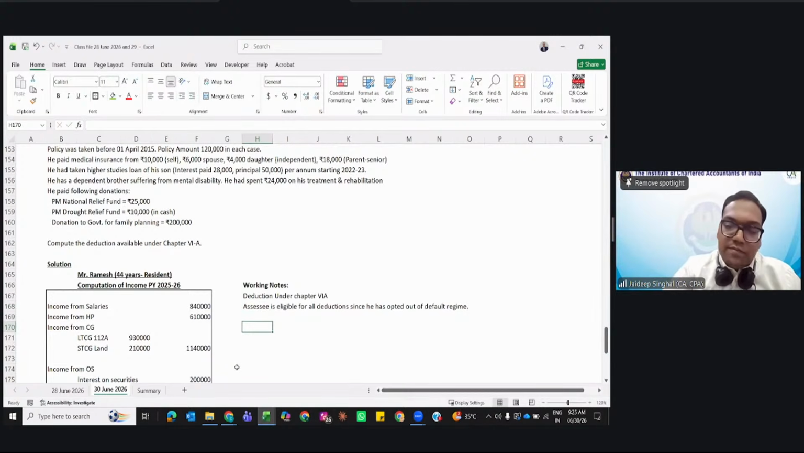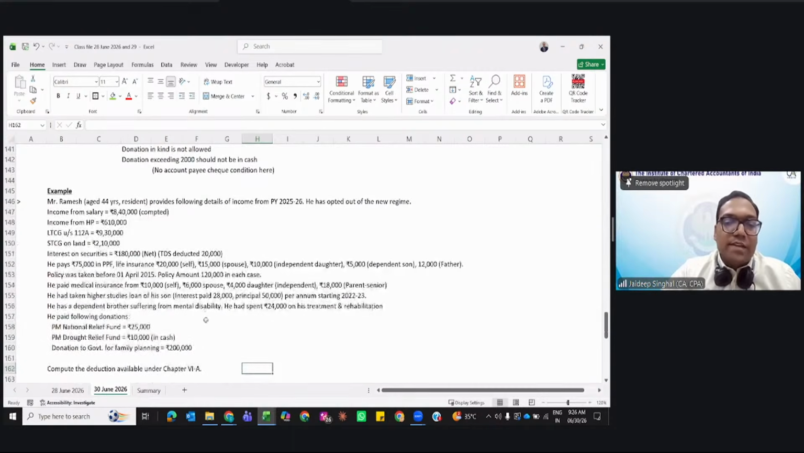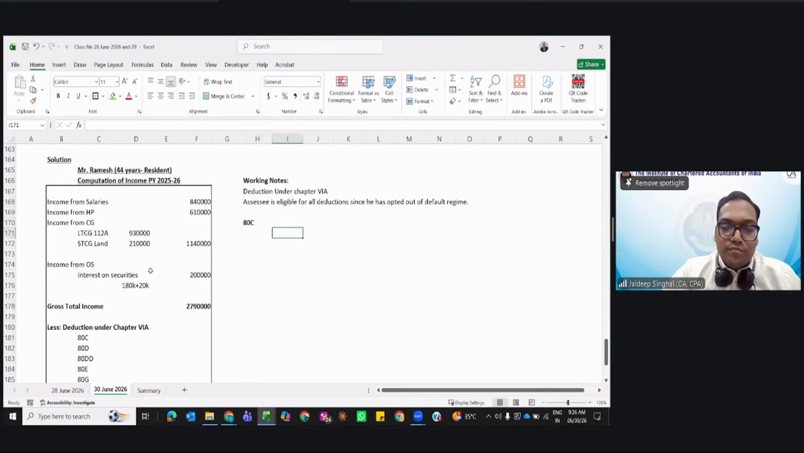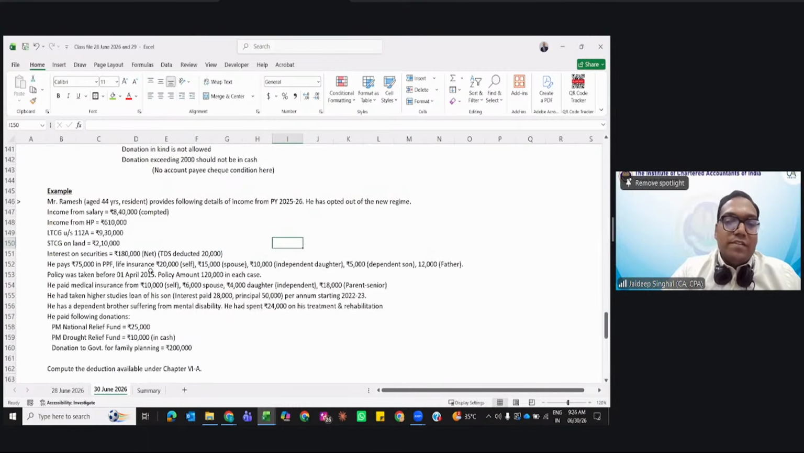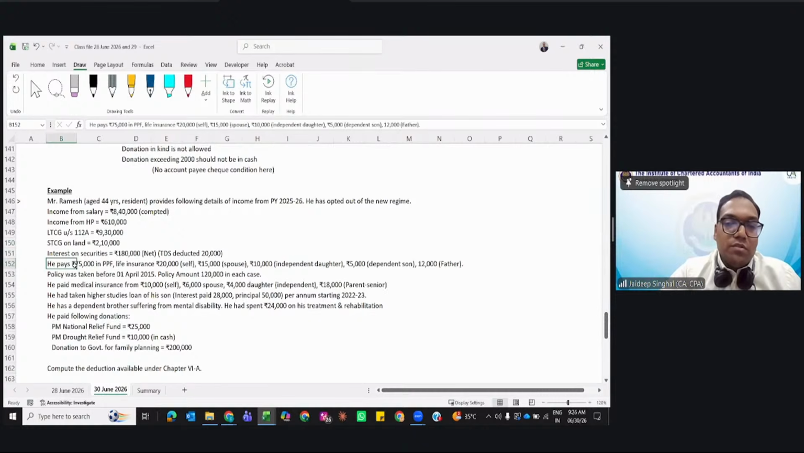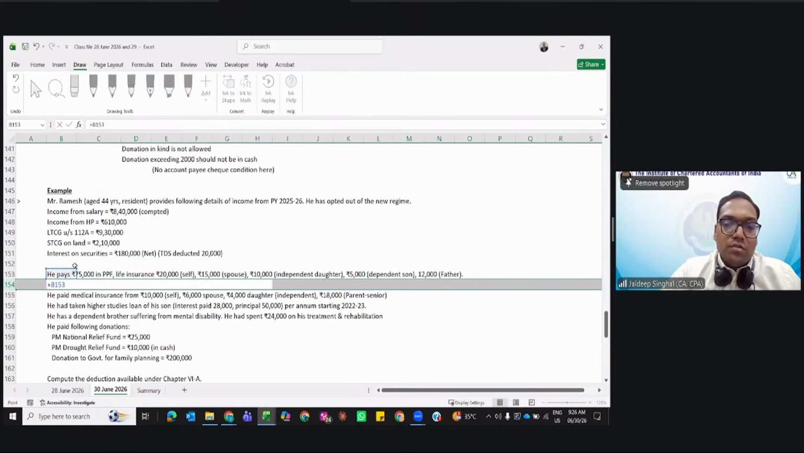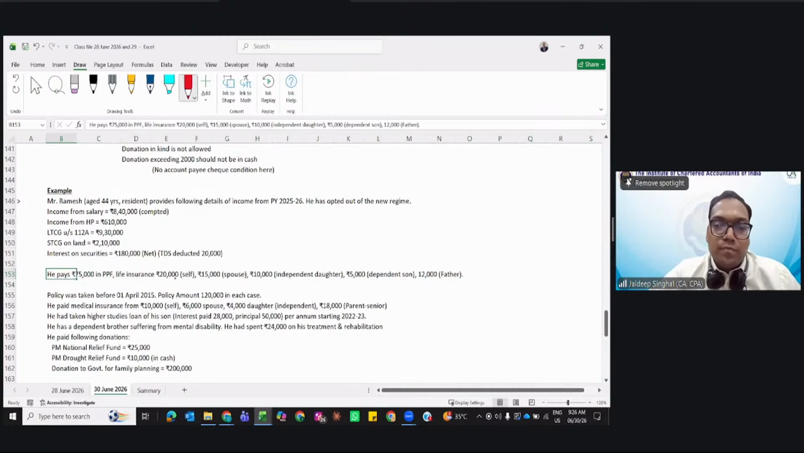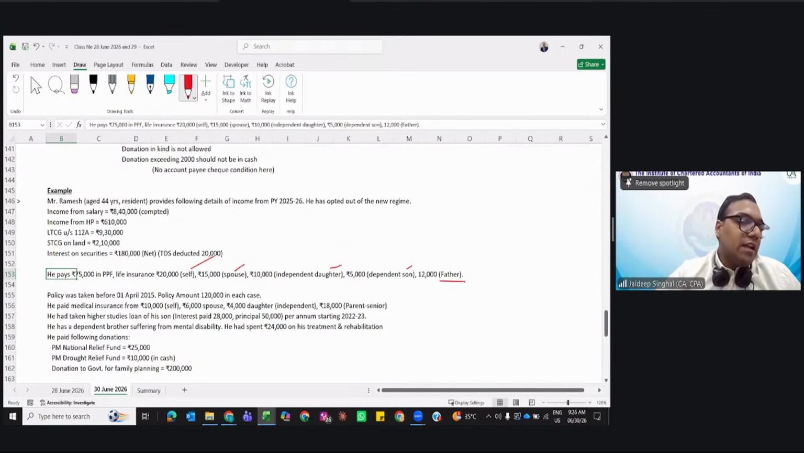Let's calculate section 80C first. For 80C, they say he pays PPF 75,000. Right? PPF is 75,000. He has paid for the life insurance of self. Is self allowed? It is allowed. Spouse is allowed. The independent daughter, dependent son both allowed. Dependents are allowed. Is father allowed? The answer is no. For father it's not allowed.